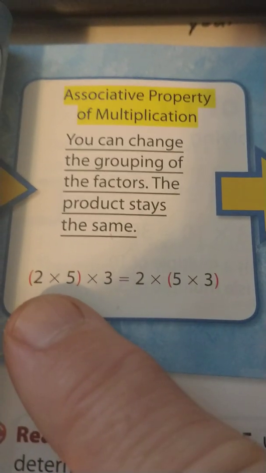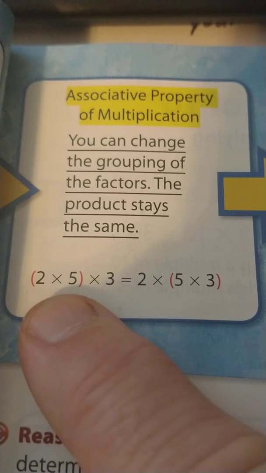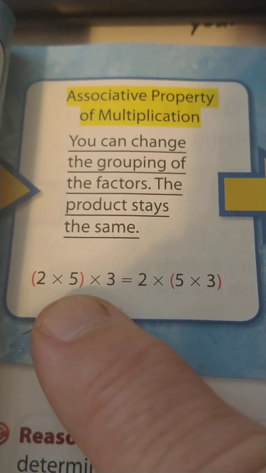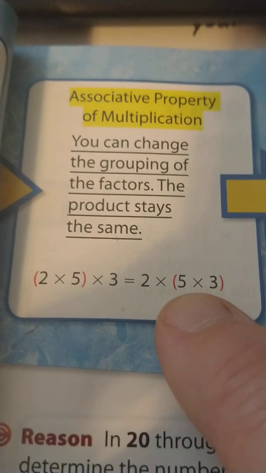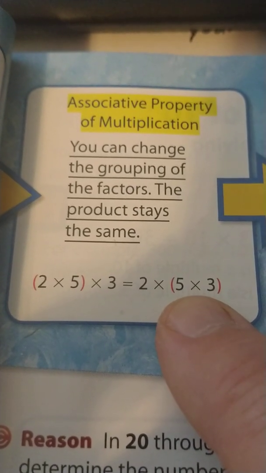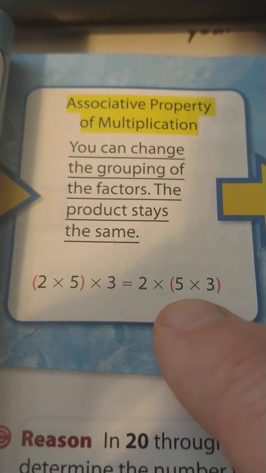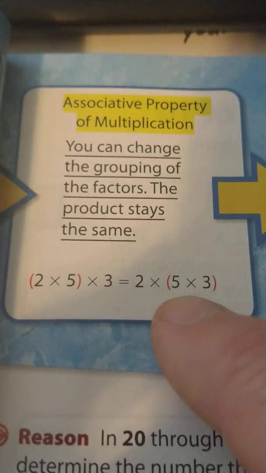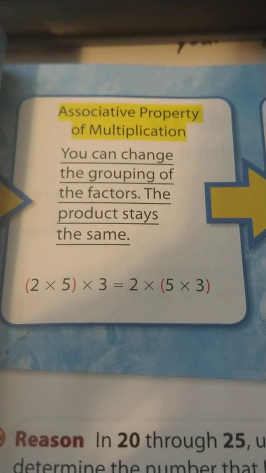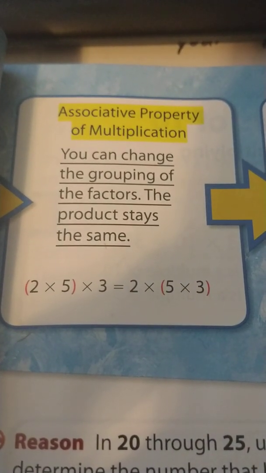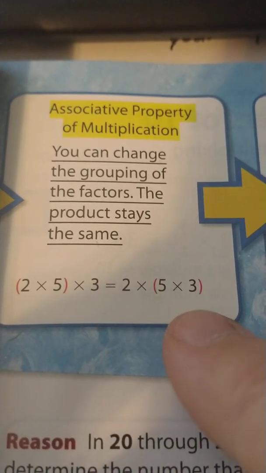What do parentheses mean? The parentheses mean multiply these first. So in this problem, I'm going to do 2 times 5 is 10, 10 times 3 is 30. Over here, same numbers, 2, 5, and 3, but here multiply these two first. 5 times 3 is 15, 2 times 15 is 30. They both equal 30. And I used to teach kids, your parents' associates are the people they work with. It's their work group. Here they're being grouped.